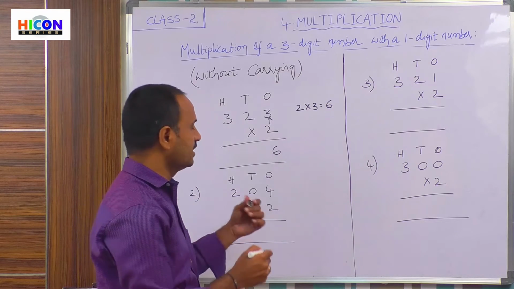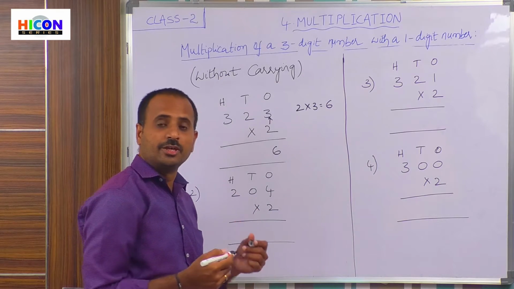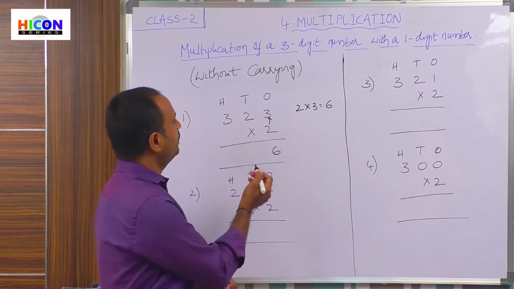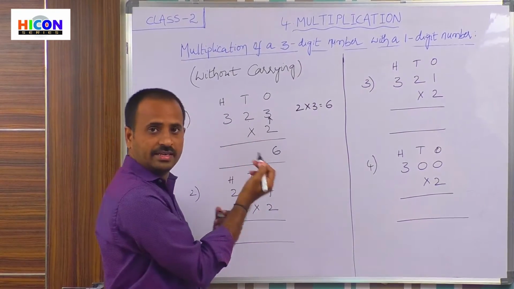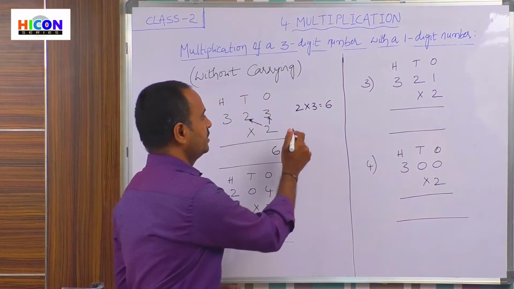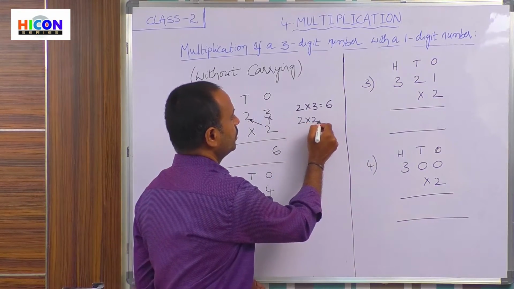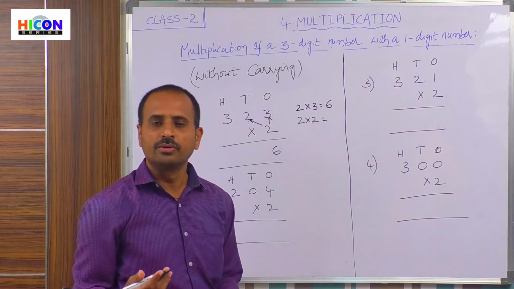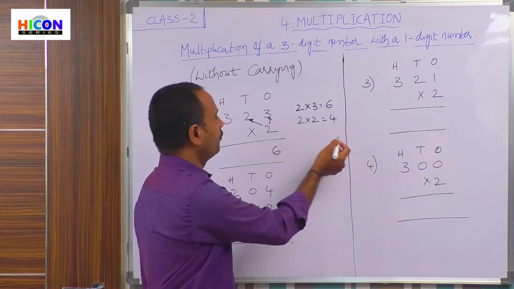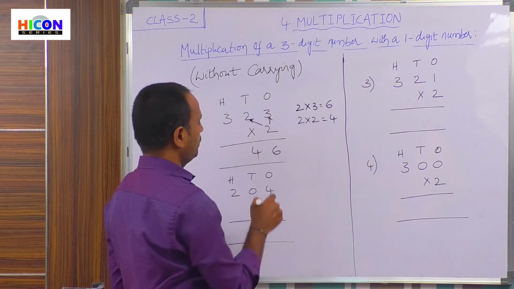Now go to tens place and multiply the digit present in tens place with 2. Which digit is present in tens place here? 2 is present in tens place. So multiply 2 with 2. That is 2 into 2. Children, how much is 2 twos? 2 twos are 4. Write 4 under tens place.